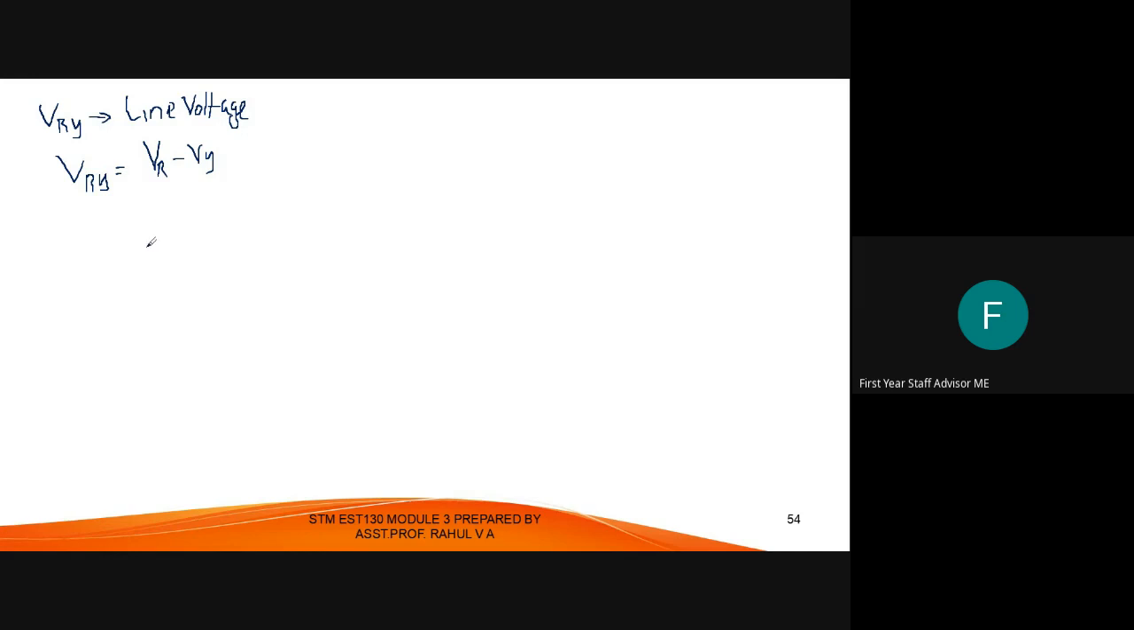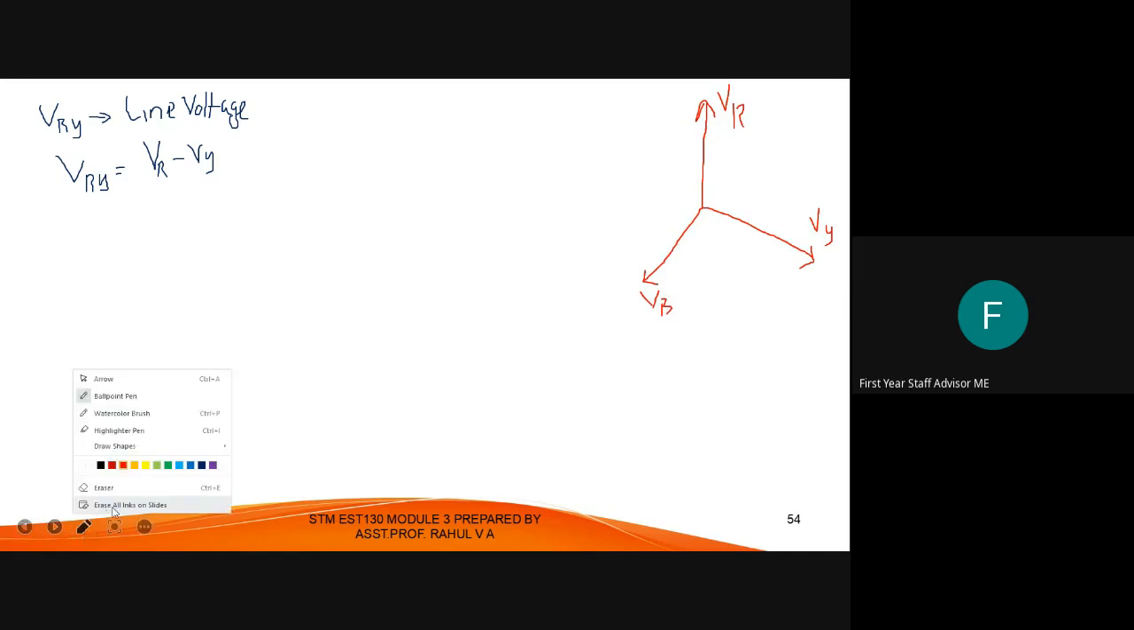Now I'm going to draw the phasor diagram of the three phase voltages. First this is VR. 120 degrees away from VR, I can draw VY, and 120 degrees away from that, I can draw VB.